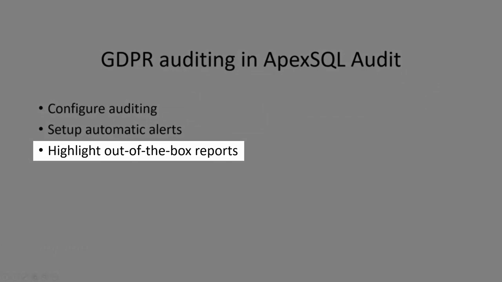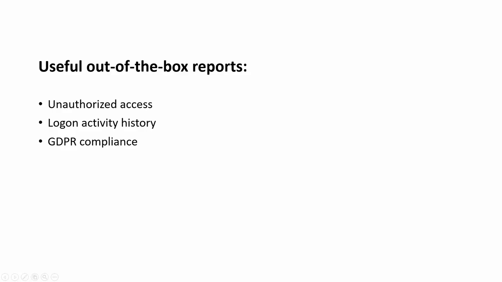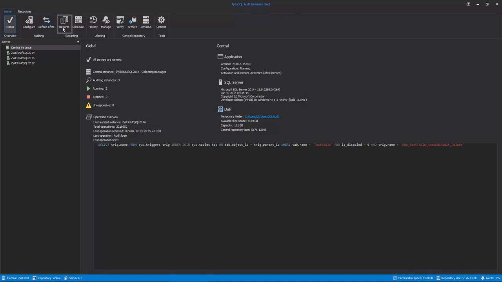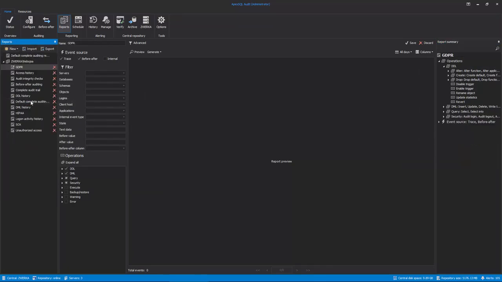While there are several reports which can be used to demonstrate compliance with specific GDPR articles, including the Unauthorized Access Report and Logon Activity History Report, both for GDPR Article 5, ApexSQL Audit also has an out-of-the-box report which will pull the data from the repository for all operations which are audited for the purposes of GDPR compliance. Simply click on the Reports button and choose New Report, and click on the GDPR report.